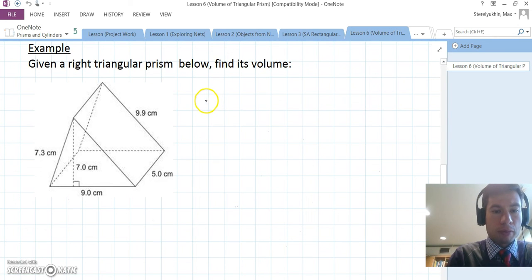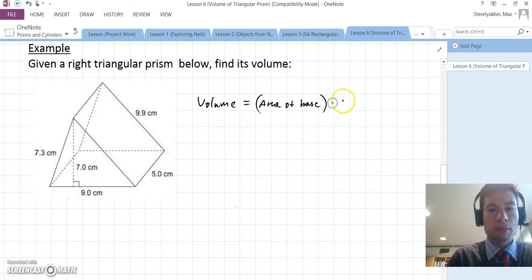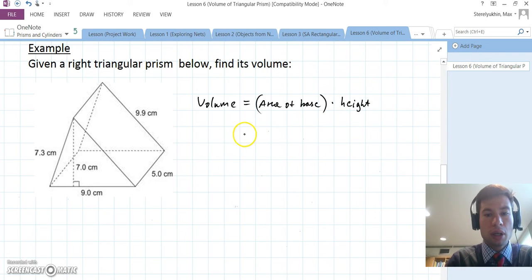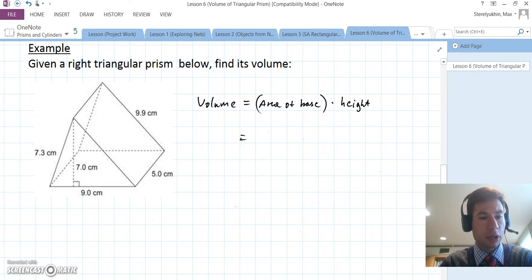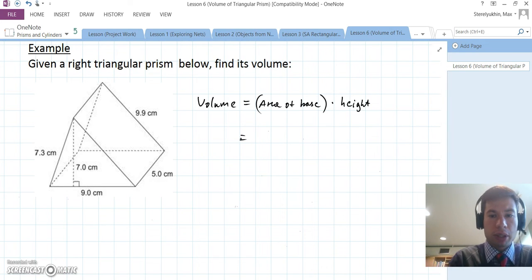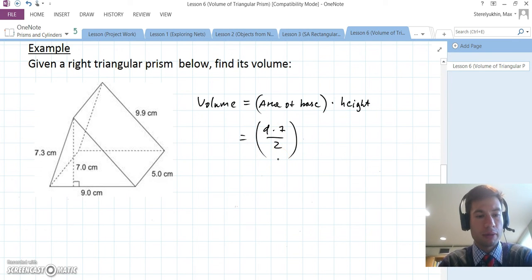So, volume equals the area of the base times the height. Now, let's look at the area of the base of this. If the triangle is the base, then we have 9 times 7 divided by 2. That's going to be the area of the base of the prism, which is a triangle.